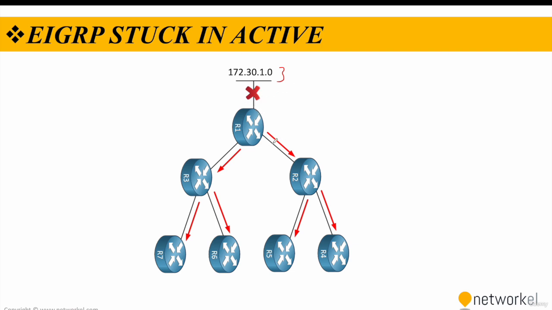So what would happen? Router 1 will send some query messages to its neighbors, right? Hey router 2, do you have any information about this network? I lost the connectivity. Then router 2 will take this query, check it out, and see it doesn't have any connection to that network. Then router 2 will also ask its neighbors about this network. Hey router 5, do you have any information about this network? And hey router 4, do you have any information about this network?